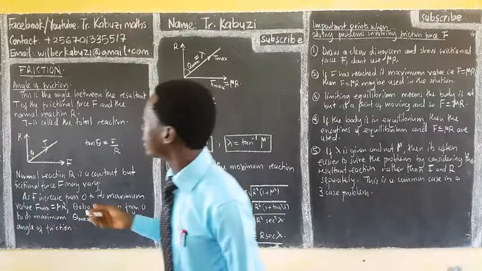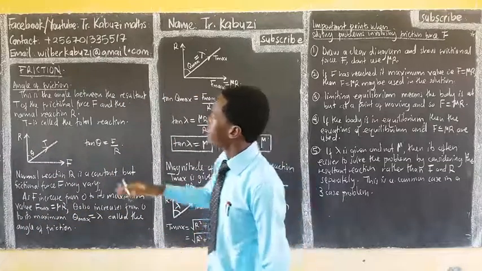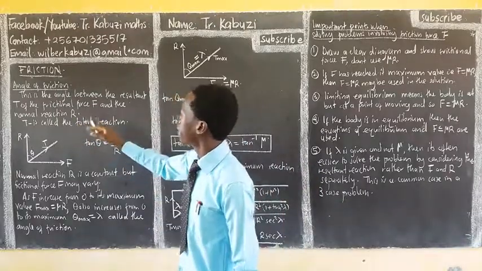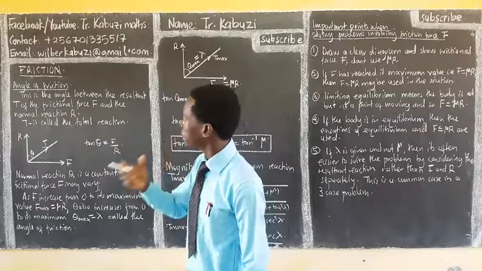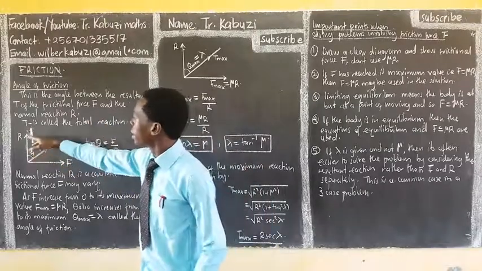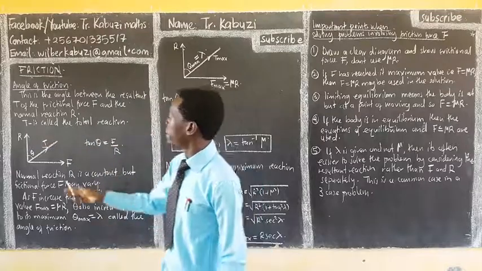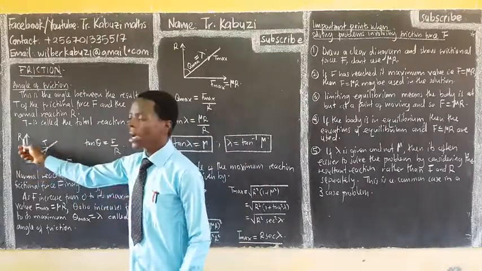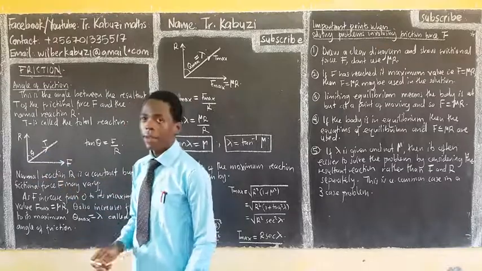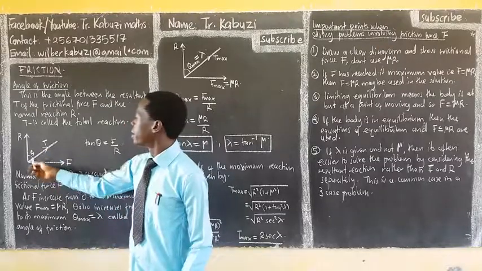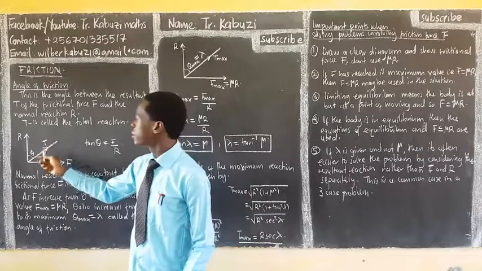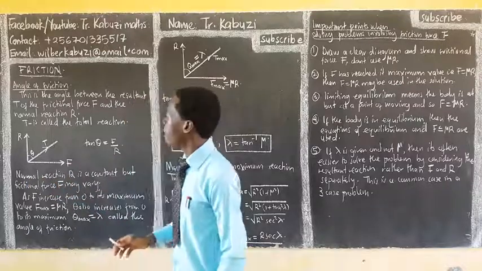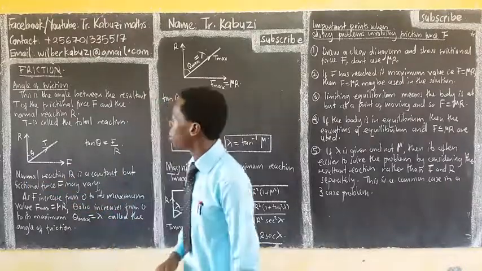Okay, now members, let us see the angle of friction. This is the angle between the resultant T of the frictional force F and the normal reaction. This T is called the total reaction. If you have the normal reaction R and the frictional force F, then the resultant, or what we call the total reaction, between this R and F, the angle between them is what we call the angle of friction.